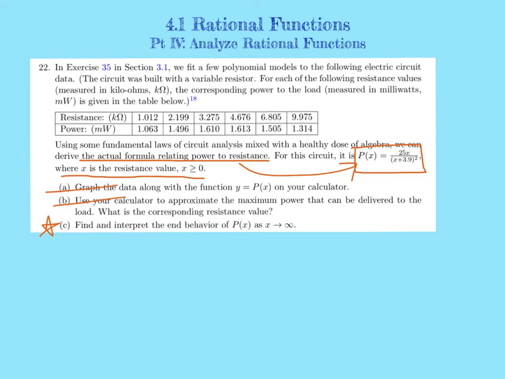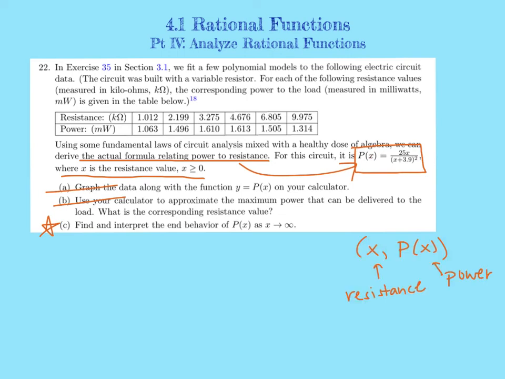In this very last example, number 22, I picked it because it looks harder than it really is. I did decide to only do part C since we're not going to be graphing certain data. Now, what we see here is that we have some electrical circuit data, which is pretty cool. It's kind of like a physics engineering kind of idea. And then instead of using the table, we are given the actual formula relating power to resistance. For this circuit, it is P of x equals 25x over (x plus 3.9) quantity squared, where x is the resistance, and therefore P of x would be the power. So resistance is our input, x, and power is our output, P of x.